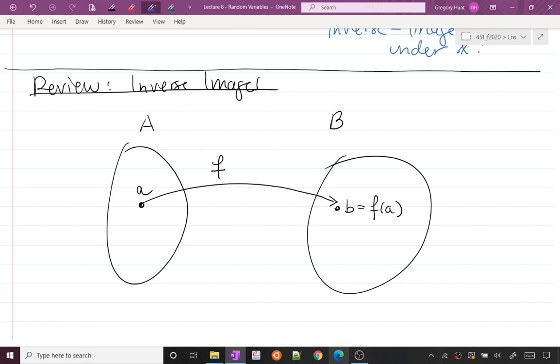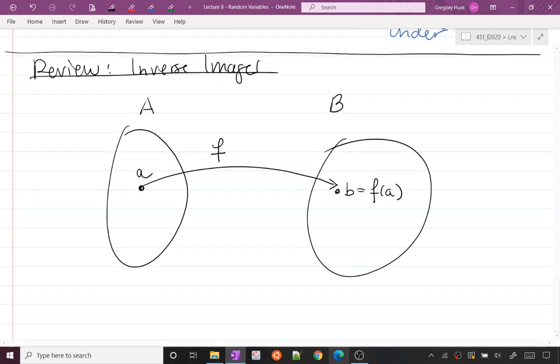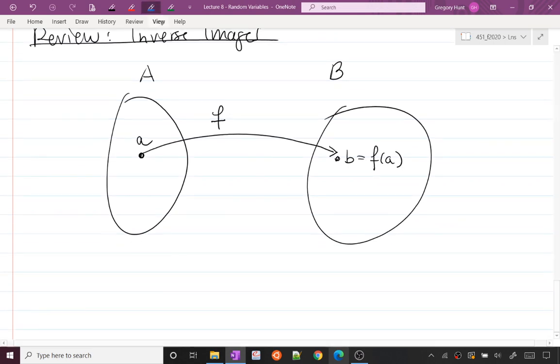So the image of a set. First we talk about image here. If I have some set, what do we want to call this set? C, right? So C is a subset of my domain, right? A is the domain. We call B the codomain.